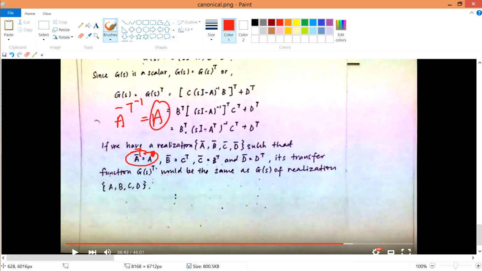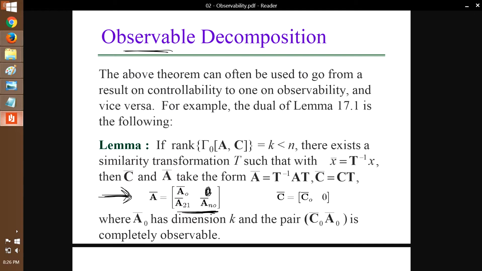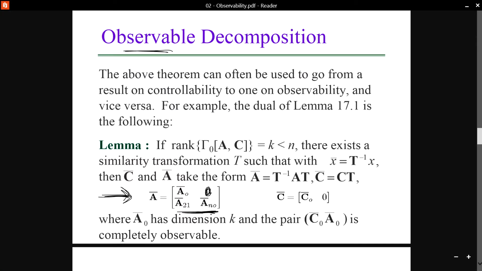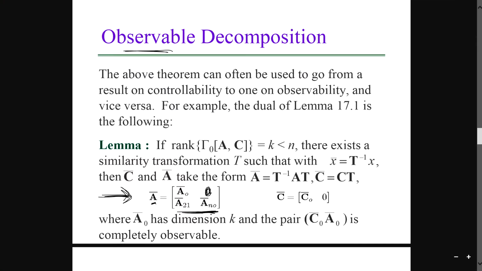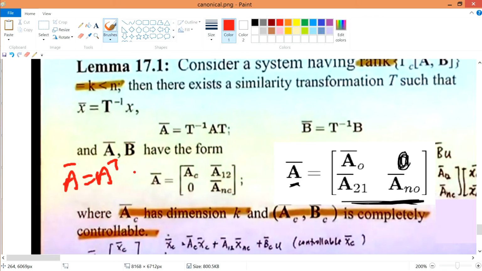So I'll have A. This is what we do using duality to prove that this A bar is now being transposed into this form. I think you get what I mean. So somehow we have proved to you that A bar is equal to this one. This is for the controllability side.